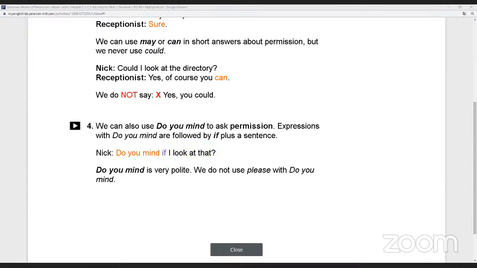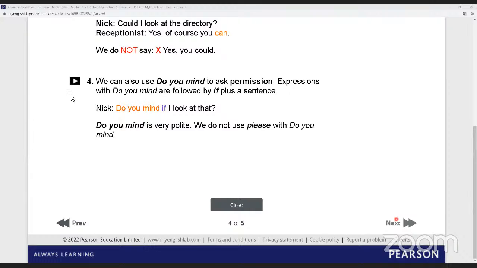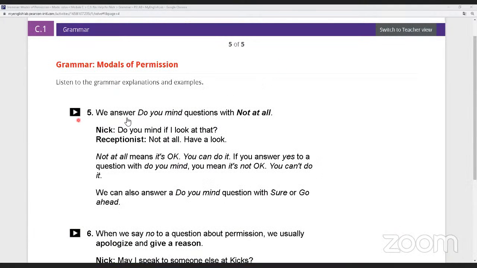So let's continue with point number 5, and this is very important. We have to know how to answer this question because it could be a little bit rude. We answer "do you mind" questions with "not at all". Do you mind if I look at that? Not at all. Have a look. "Not at all" means it's okay, you can do it. If you answer yes to a question with "do you mind", you mean it's not okay, you can't do it. We can also answer a "do you mind" question with "sure" or "go ahead".